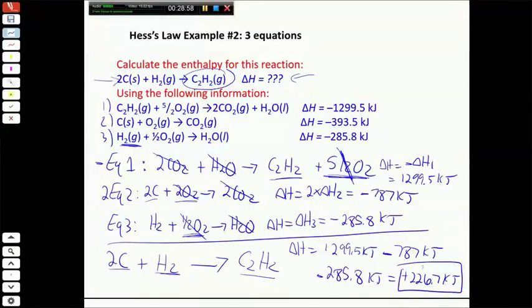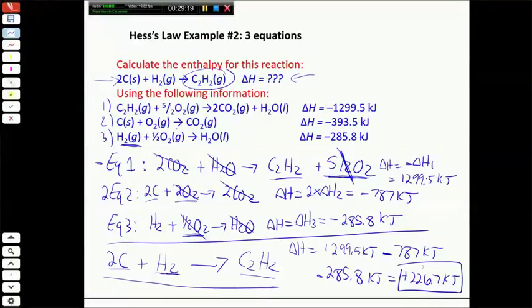Okay? So this is one of those types of problems that takes some practice to get used to, but we're just trying to figure out a way to add together these 3 equations to get the chemical equation that we're interested in, and then we add together the delta H's to find out what the overall delta H is. But we have to make sure we remember to modify delta H's whenever we change the direction or the coefficients of one of the equations.